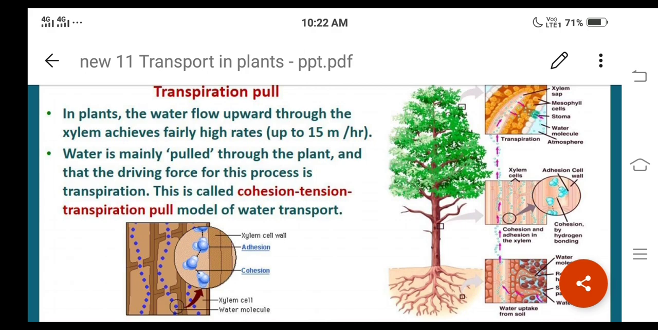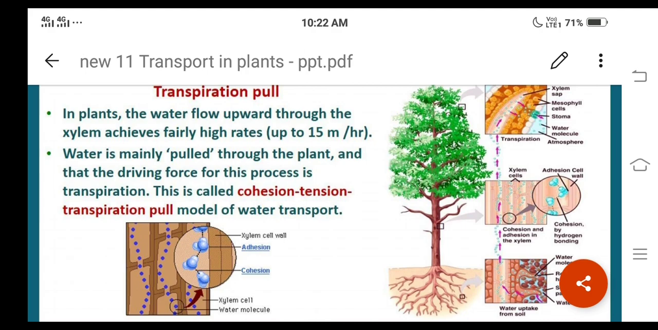Already we have studied about the stomata. Stomata are nothing but small microscopic openings present in the leaves, which are mainly meant for transpiration as well as the exchange of gases.